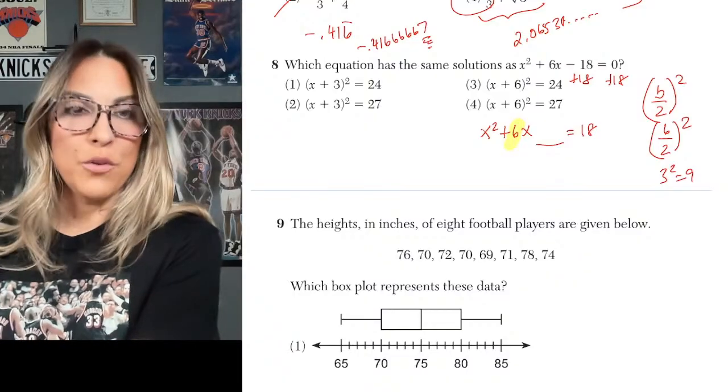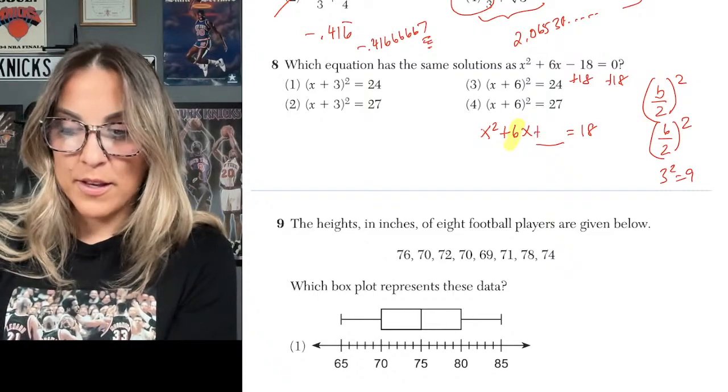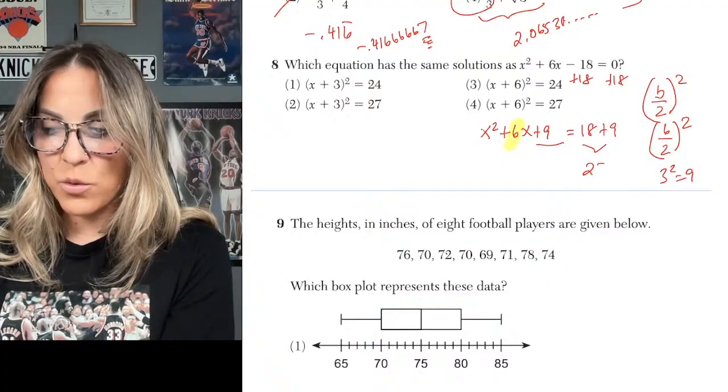Once you do b over 2 and you square it, that number that you get, you're adding it to both sides of the equation, okay? So on the right side, I'm going to get 27.